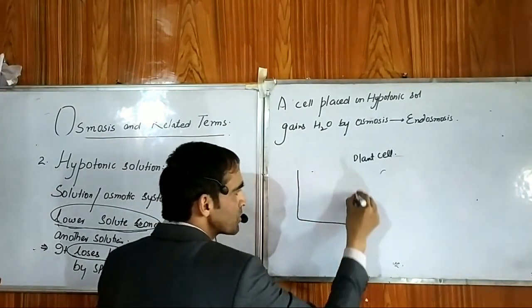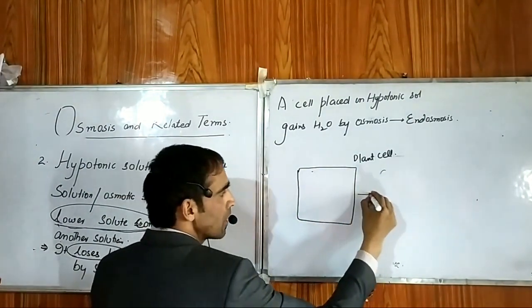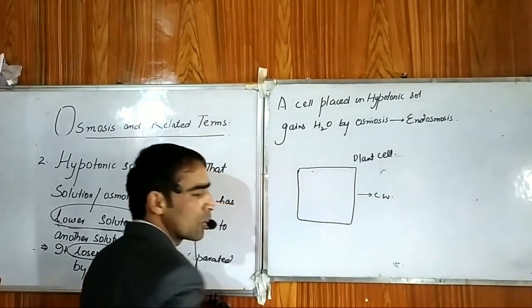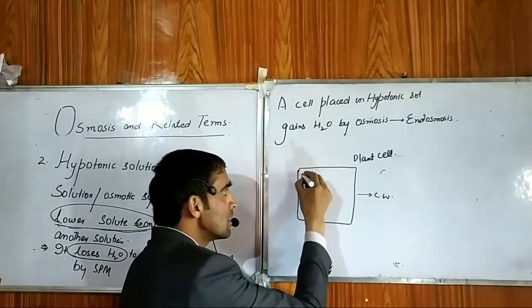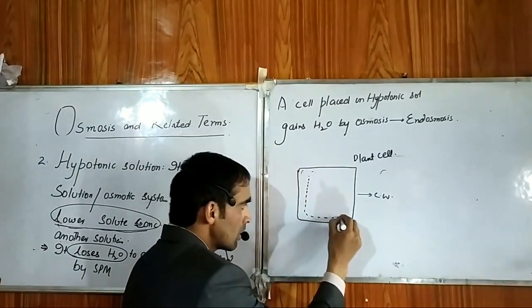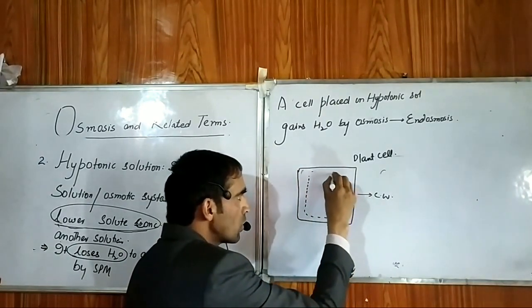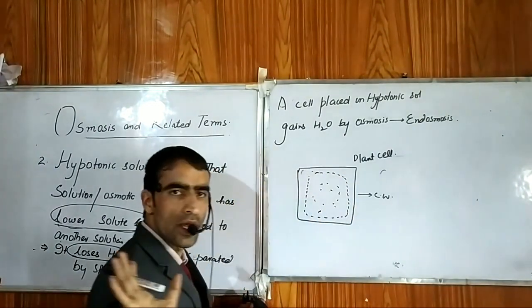Suppose this is plant cell, this is cell wall. Please remember I will note this as CW. CW means cell wall. Okay. This is plasma membrane, and this whole structure will be protoplasm. This is protoplasm.